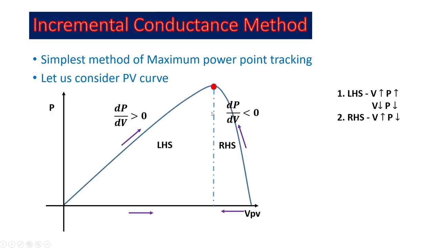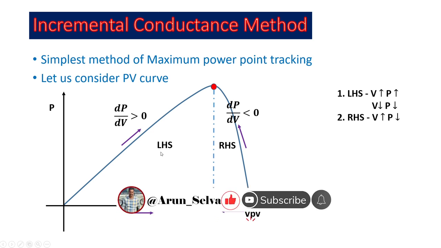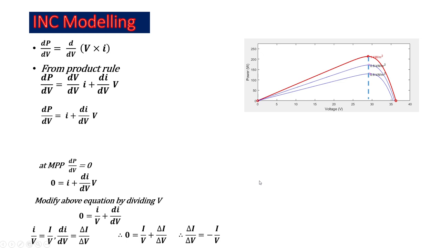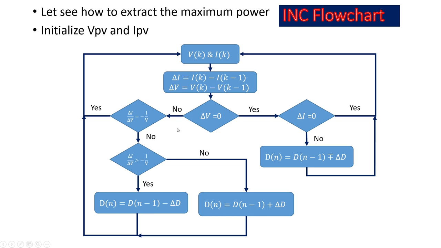Let's summarize the video. We modeled the INC MPPT from the PV curve and derived the key relations between incremental and instantaneous conductance. Then I explained the complete flowchart that controls the DC to DC converter for efficient battery charging. In the next video, we will move on to the MATLAB implementation of this INC MPPT algorithm, where we will see the actual tracking behavior and performance under varying sunlight conditions.